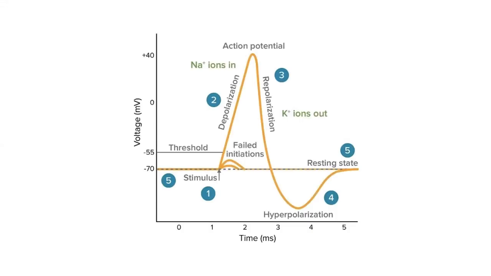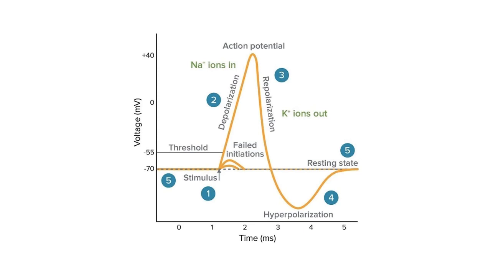So this graph is very important. You must remember this graph. As you can see here, there is one stimulus. At the resting potential, the voltage is minus 70 millivolts. When it reaches the threshold, that is minus 55 millivolts, depolarization starts. Sodium ions start getting in. That is when the action potential is generated.